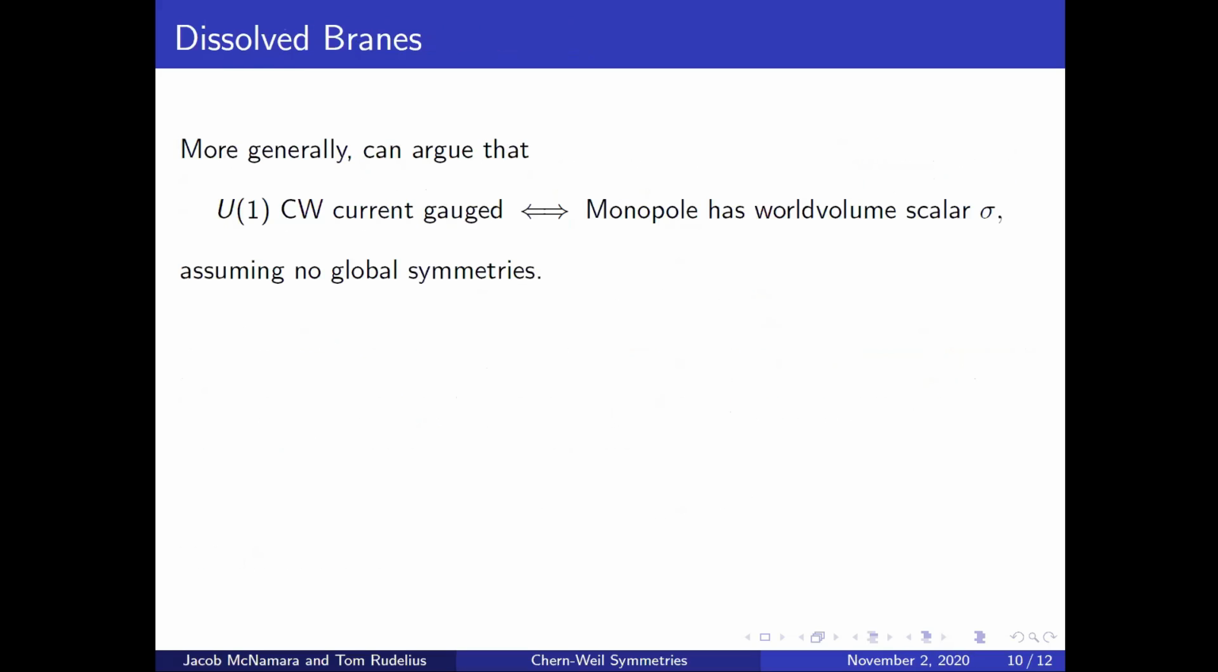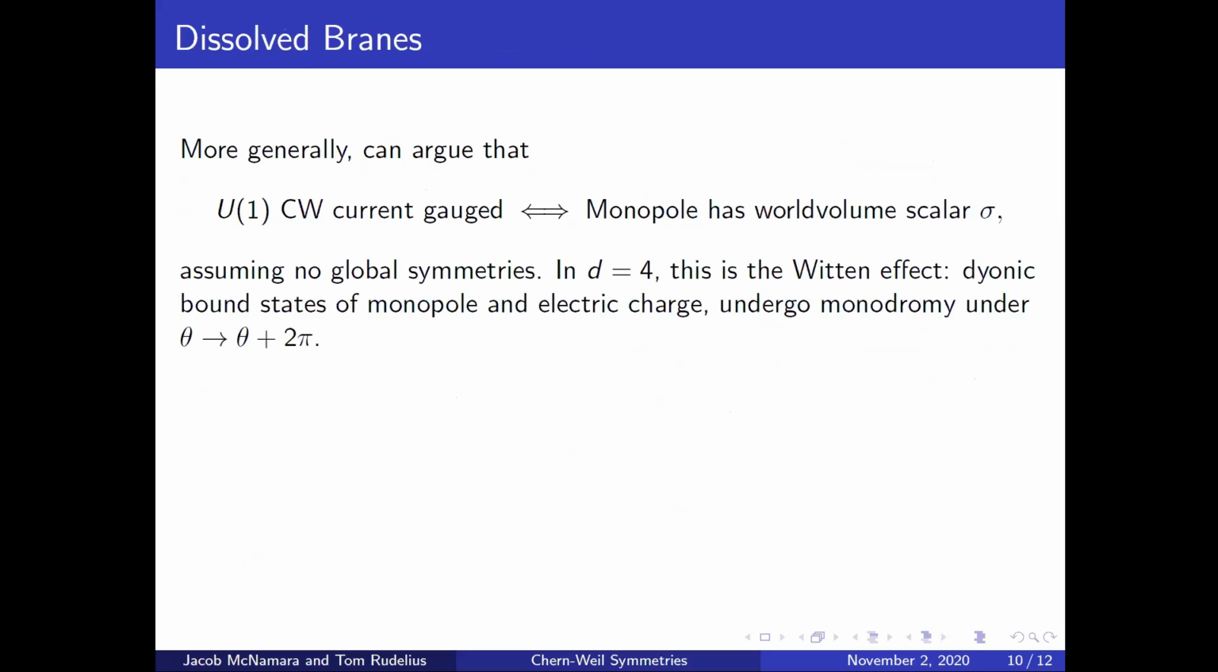More generally, we can argue that in a case where the U(1) Chern-Weil current is gauged, that's equivalent to saying that the monopole has a world volume scalar sigma. We don't have to assume that this came from an SU(2) gauge theory. This is just by general principles. This is well known. In d=4, this is the Witten effect, and it tells us there should be dionic bound states of the monopole and electrons, so electric charge. In particular, these states should undergo monodromy as our theta angle, or our axion, goes from 0 to 2 pi. This makes sense because if our axion is dynamical, then in a region we can just dynamically change theta, our axion, from 0 to 2 pi, and the spectrum has to go into itself under that transformation. It has to be consistent, so we should have a Witten effect.